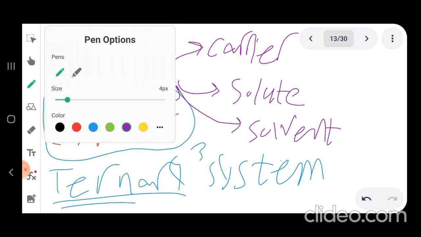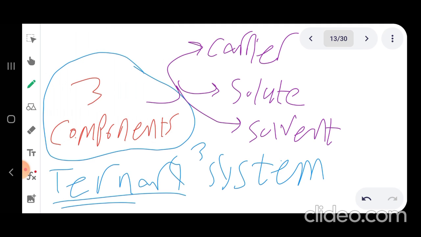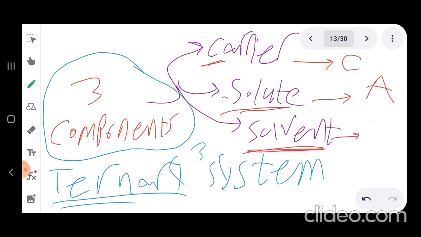Okay, so let's agree on the symbols. The carrier, we are going to give it the symbol C. The solute, we are going to give it the symbol A. The solvent, we are going to give it the symbol B. So again, carrier C, solute A, solvent B. Okay, so this is just simple.